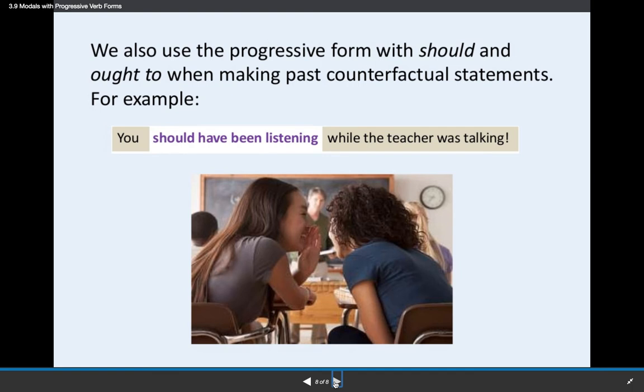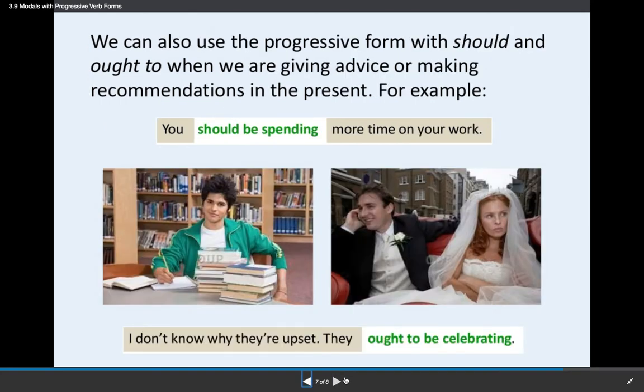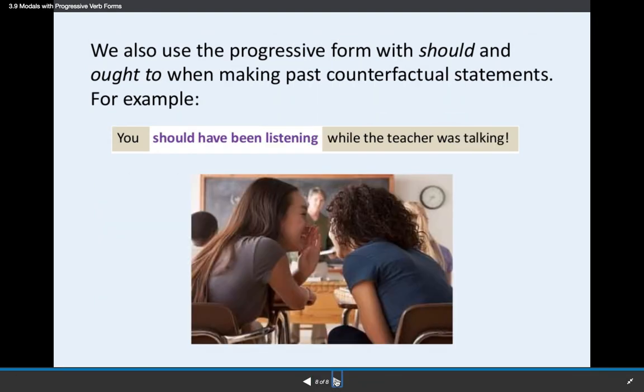We also use the progressive form with should and ought to for making past counterfactual statements. Remember, this means talking about something that did not happen in the past. So when I go from this meaning, should be spending more time, ought to be celebrating, and go to the past form, this is a different meaning. So I say you should have been listening while the teacher was talking. That means you were not listening. You made a mistake. And now you missed something probably. You can also say ought to have been listening, but that's more British.